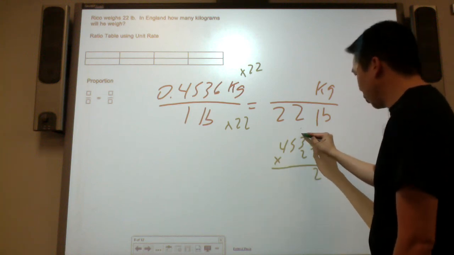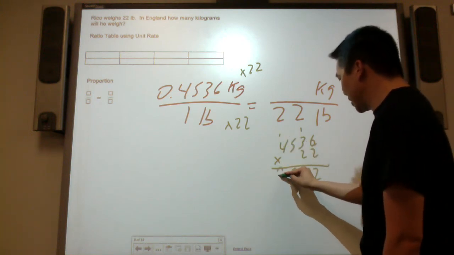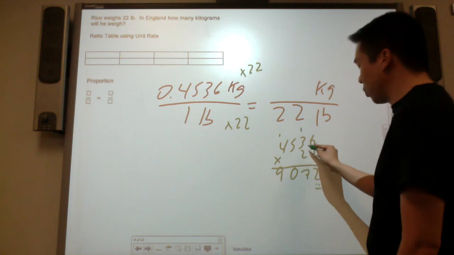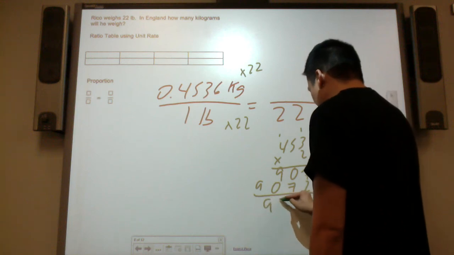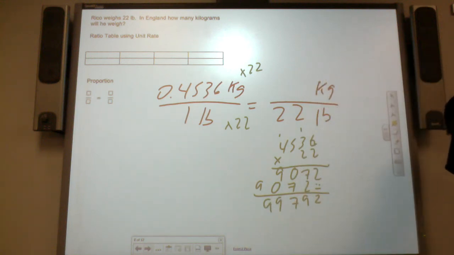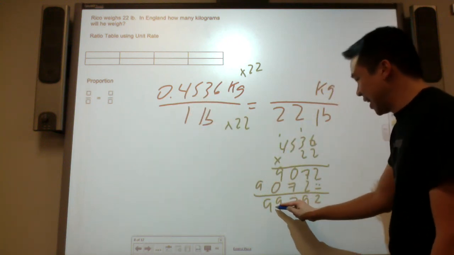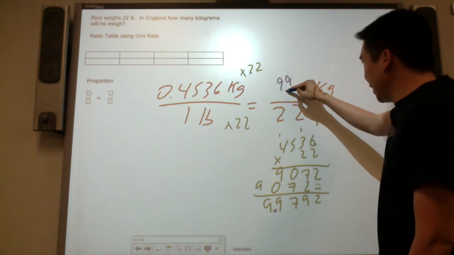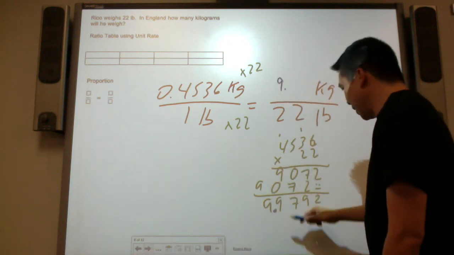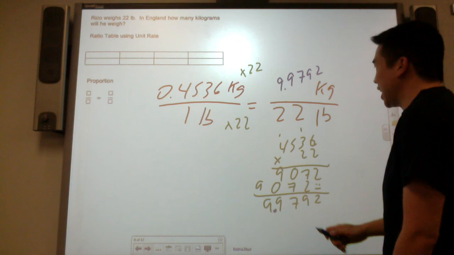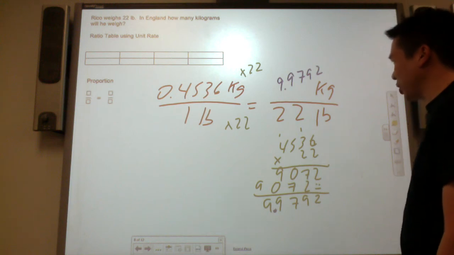2 times 6 is 12, carry the 1. 2 times 3 is 6, plus 1 is 7. 2 times 5 is 10, carry the 1. 2 times 4 is 8, plus 1 is 9. Placeholder. Oh, since this is multiplying by 22, let's repeat everything we just did. So it adds up to 99792. But where's our decimal point? Let's see. It's 4 digits. It's in the 10,000ths place. Whoops. Let me erase that. 9.9792, or 9 and 9,792 ten-thousandths kilograms, is the same as saying 22 pounds.